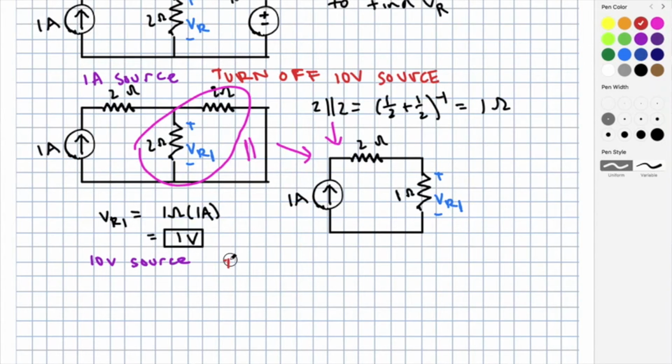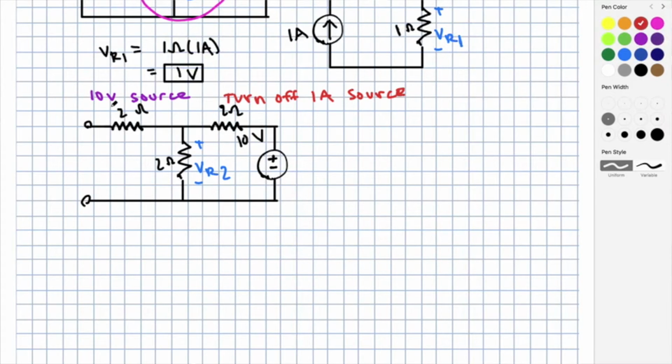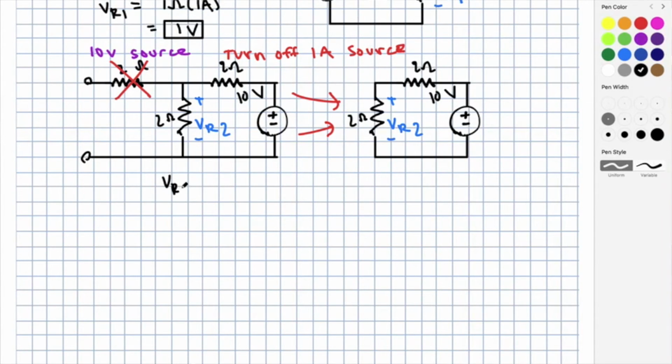Next, we look at the contribution due to the 10 volt source, which means I need to turn off the current source or replace it with an open circuit. I notice that the resistor on the left hand side is connected in series to an open circuit, so there is no current going through it and no voltage drop. As a result, the resistor can be removed. Then I can use voltage division to find the voltage across the resistor in question, called VR2. This voltage is 5 volts.